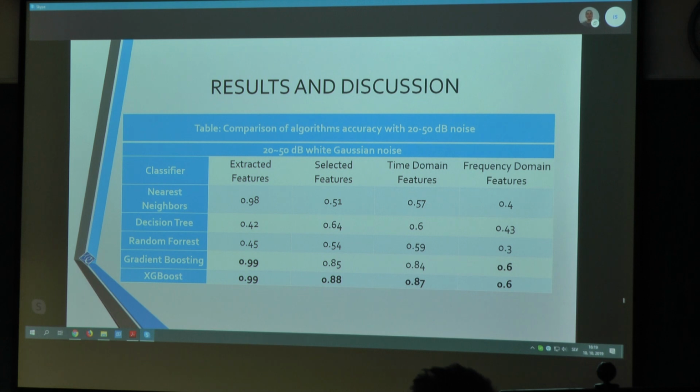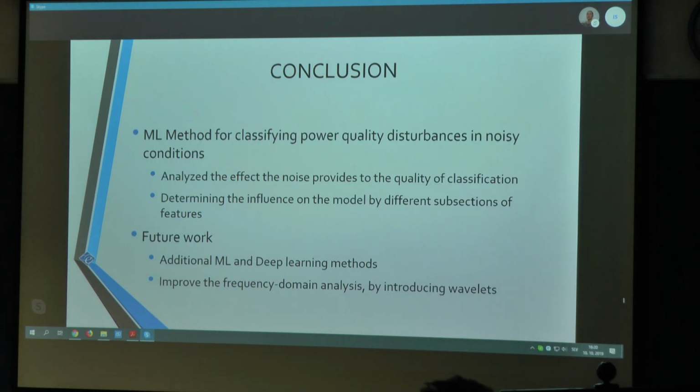So in this case, again, XGBoost shows the best performance, but what is very important to note is that once we divide the features in time domain and frequency domain features, we have a significant drop of the accuracy when it comes to frequency domain features compared to the results which time domain features give us. So that is an issue we would like to address in our future work, along with some additional machine and deep learning method applications to the problem.